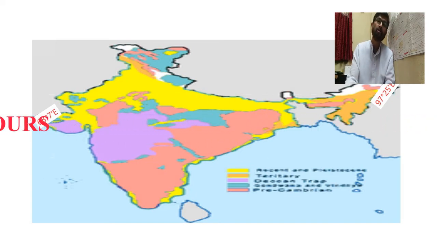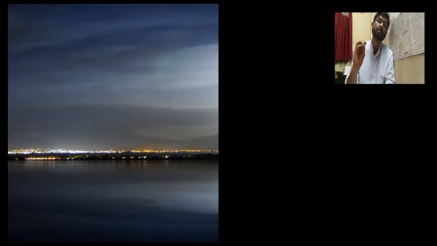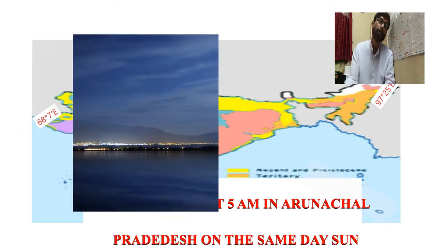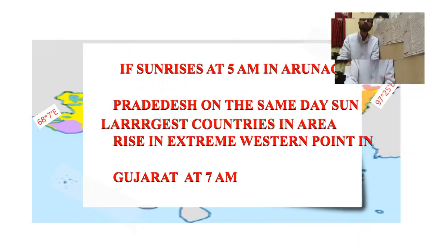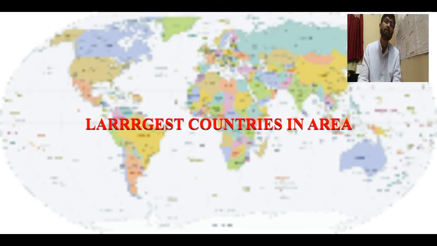Simple example. Suppose eastern extreme-most point, Arunachal Pradesh, if sun rises at 5 a.m., in Gujarat, extreme western point, sun rises around 7 a.m. Hopefully you got it.